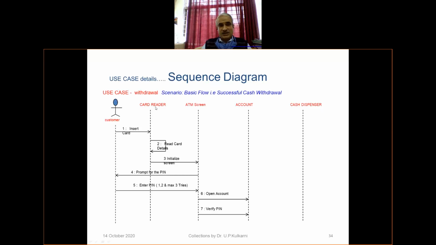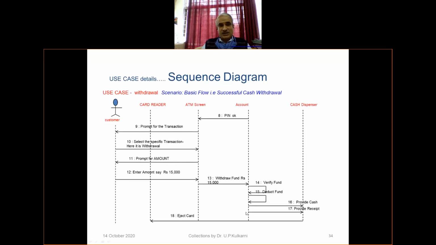What all the different objects participate? Card reader, ATM screen, account, cash dispenser. How does the customer interact? Insert a card, please follow whatever I'm saying. Card reader reads a card, then it initializes the ATM screen, and the screen says hello, good morning, welcome. You enter the prompt for the PIN. You enter the PIN, maybe 1, 2, 3, whatever it is, because I'm speaking about the basic flow. Here I assume that the PIN is all right. Then open an account. Account is an object. It verifies the PIN.